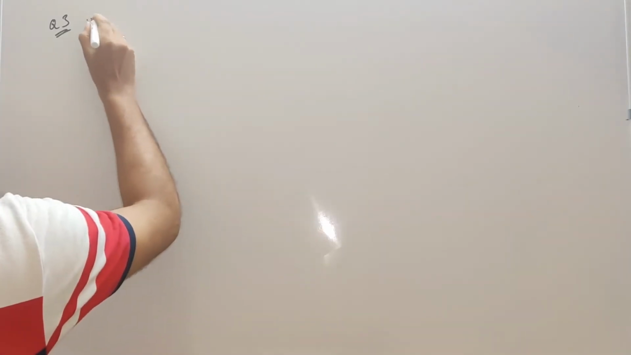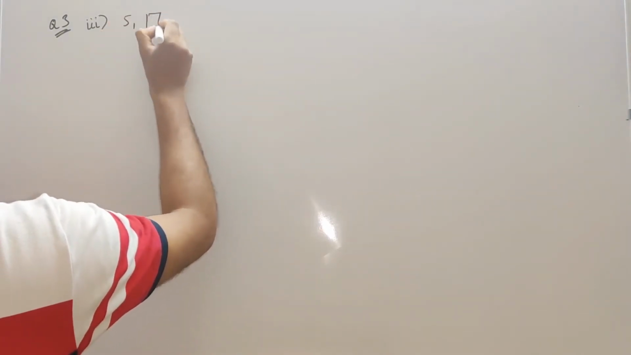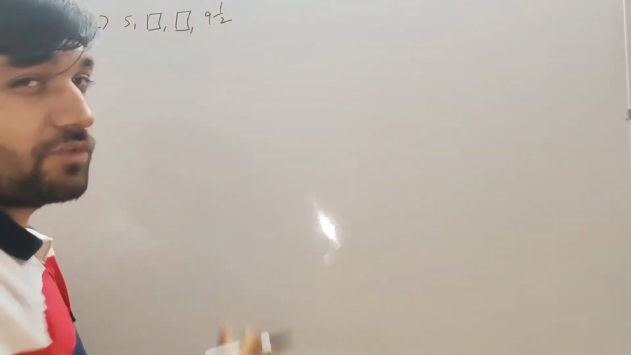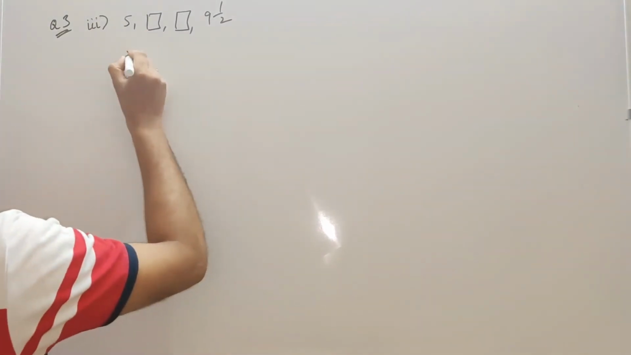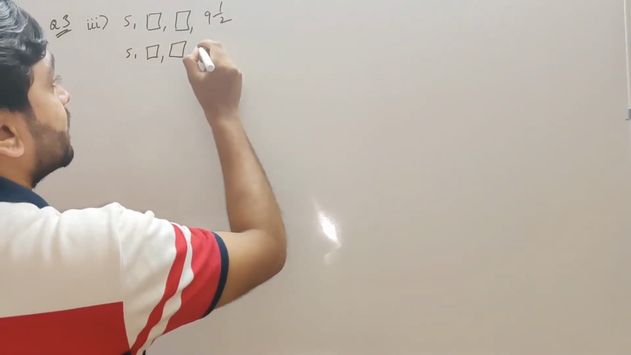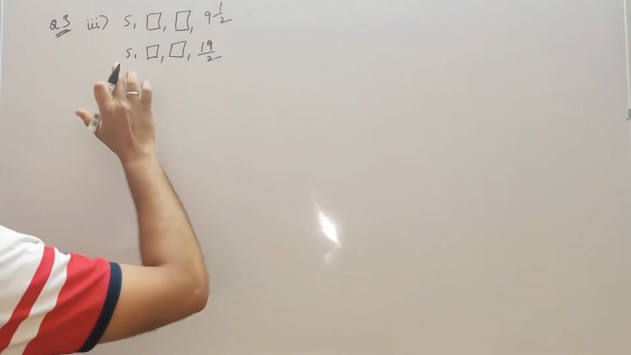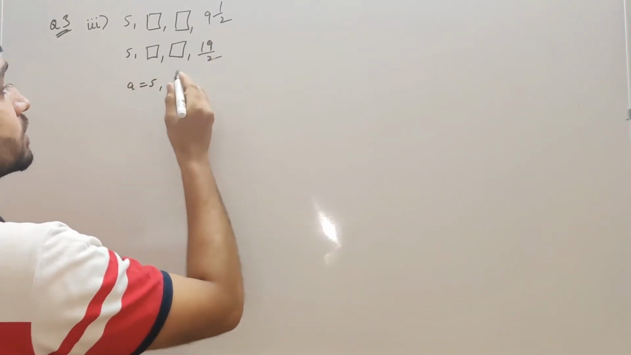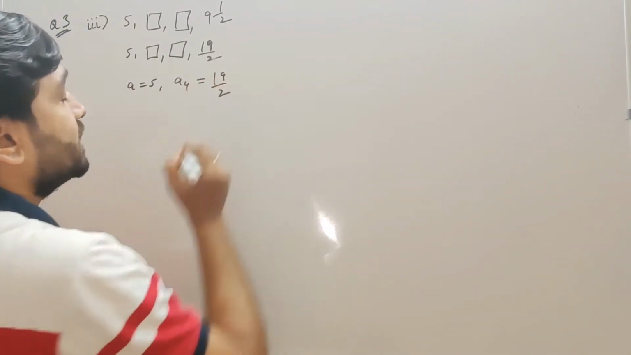Okay, part 3. 5, 2 boxes, and 9.5. So I'll rewrite this question. I'll convert this mixed fraction into a proper fraction. So we'll have 5, comma, the 2 boxes, 9 into 2, 18 plus 1, 19 by 2. Okay, so here a value is known, and 1, 2, 3, 4, the fourth term is known as 19 by 2.